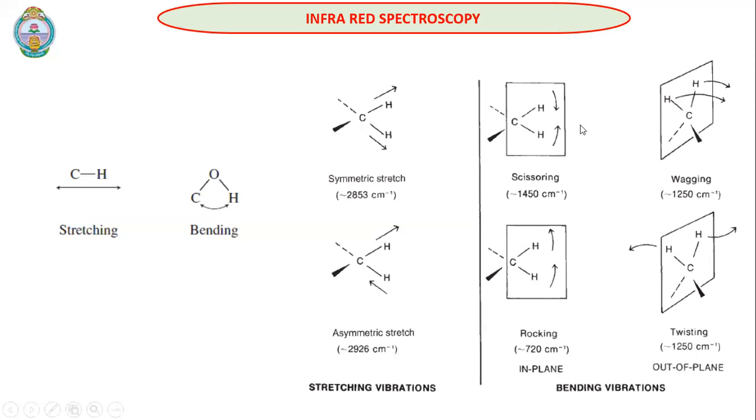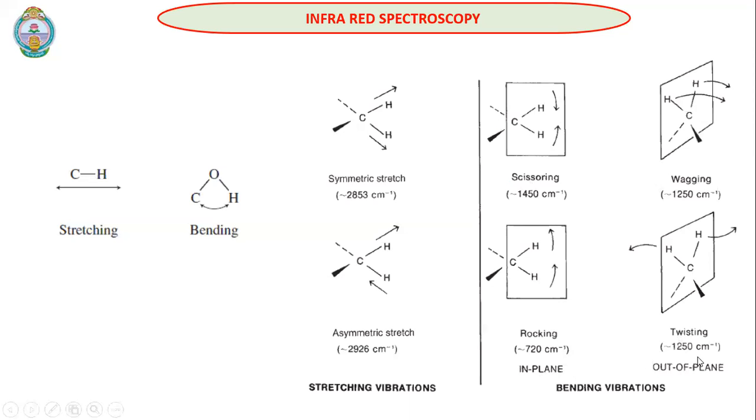Similarly, if we bend these two bonds in opposite directions, that means this bond is bending downwards and this bond is bending upwards. So when we try to bend these bonds in opposite directions in the plane, it is called scissoring. When we bend the bonds in the plane in the same direction, it is called rocking.